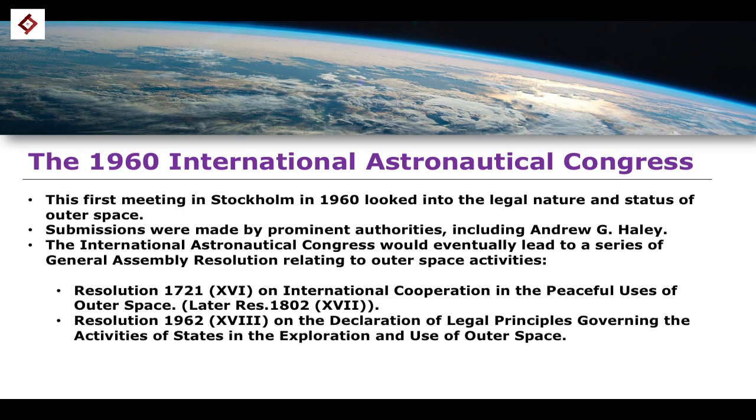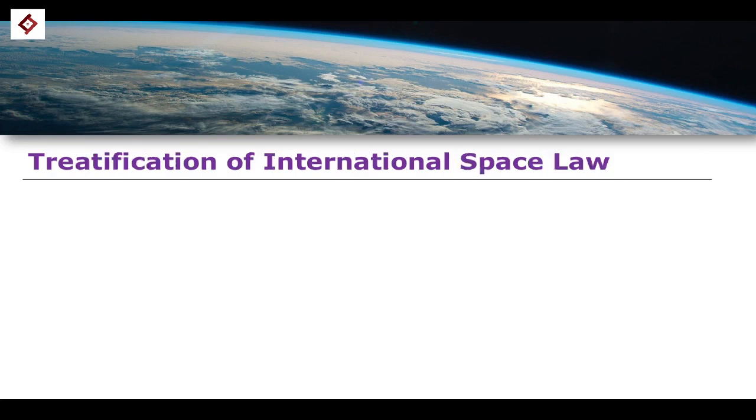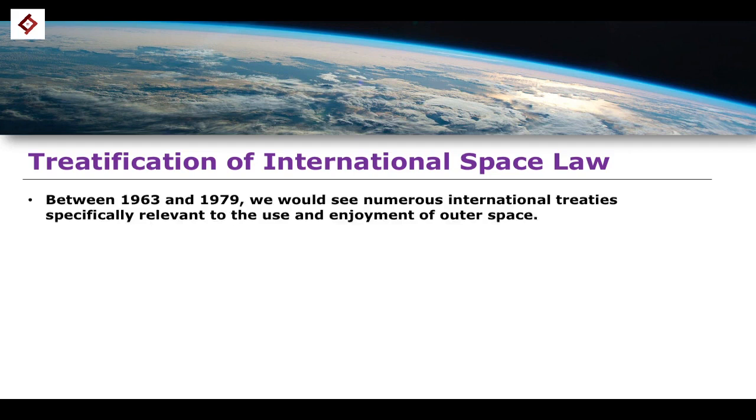And it is really these resolutions that would eventually lead to the most seminal codification of outer space law, this being the 1967 Outer Space Treaty. And this is really where we begin to see the series of the treatification of international space law. So from 1963 to 1979, we see a series of international treaties relating to specific areas of outer space law, as well as to general ideas relating to the regulation of outer space and the use and enjoyment of outer space.